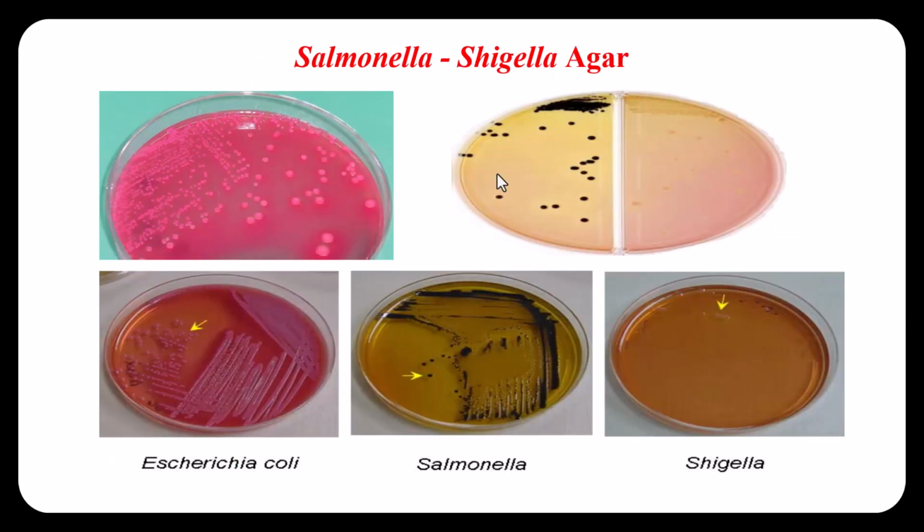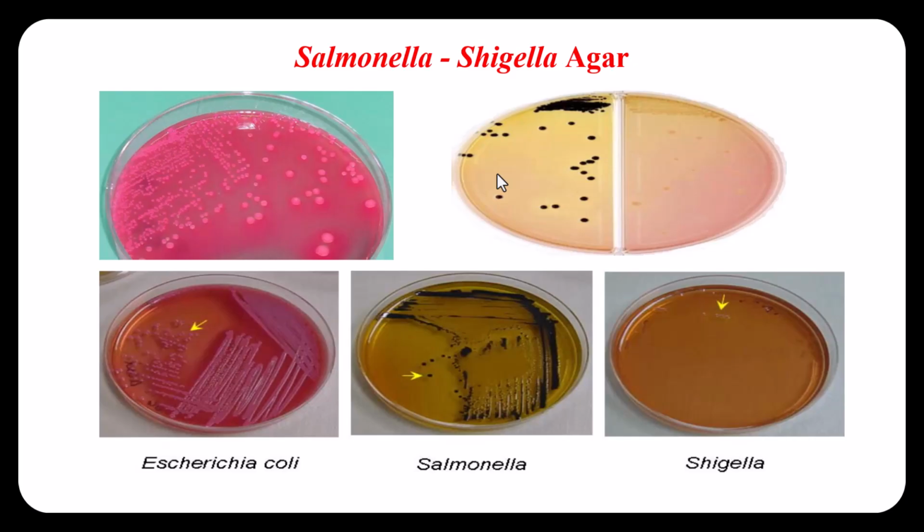And in this image, you can show the difference between the colony of the gram-negative Enterobacteriaceae on this type of media, Salmonella-Shigella agar. E. coli can grow on this type of media because it's selected for gram-negative, and produces a red to pink colony because it's a lactose fermenter bacteria, without a black center.